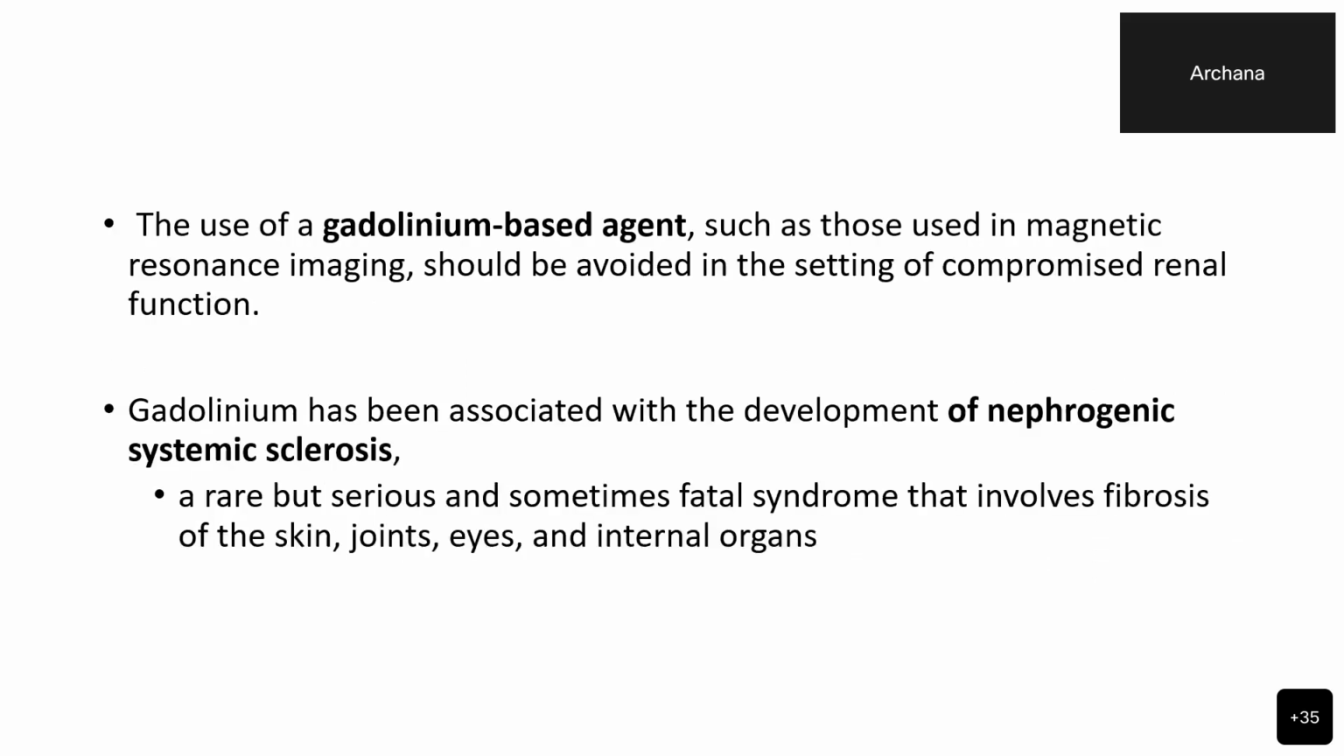The use of gadolinium-based agents, such as those used in magnetic resonance imaging, should be avoided in the setting of compromised renal function because of the development of nephrogenic systemic sclerosis. It is a fatal syndrome that involves fibrosis of skin, joints, eyes, and internal organs.